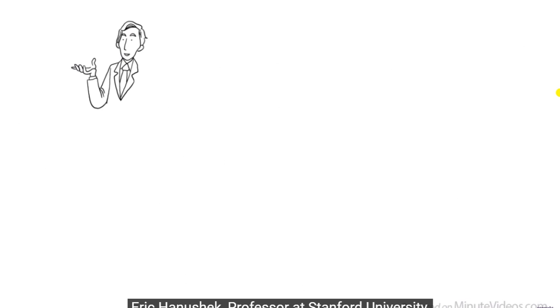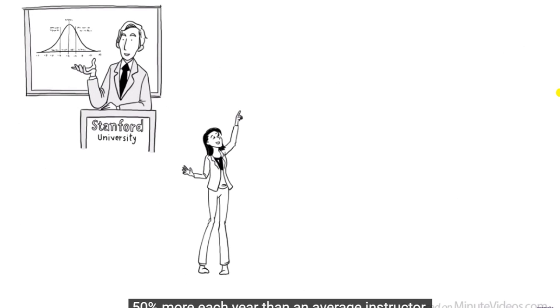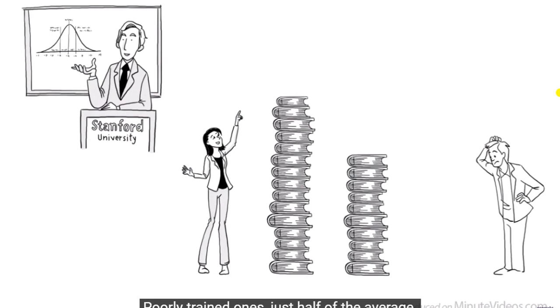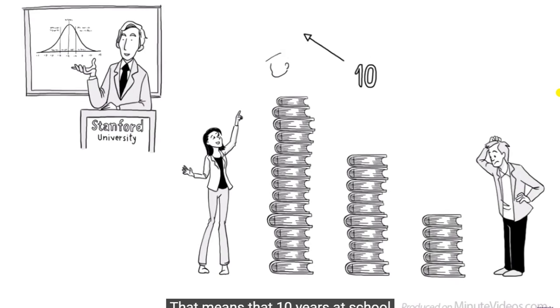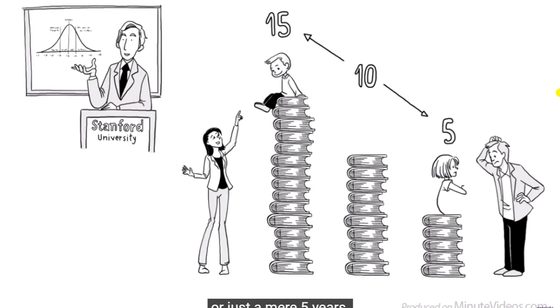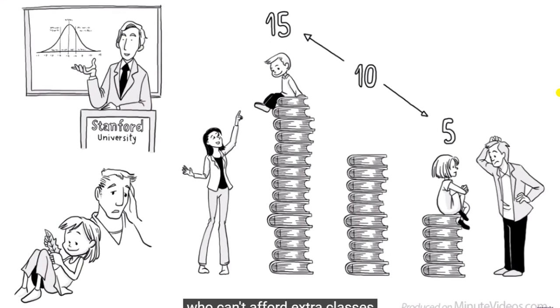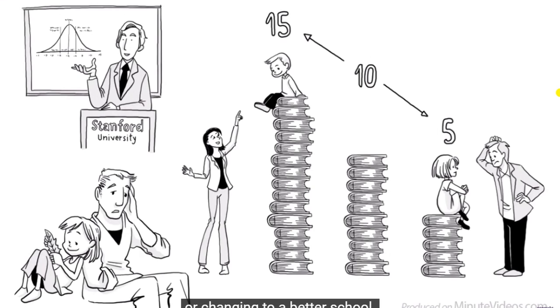Eric Hanushek, professor at Stanford University, computed how much good teachers really matter. He found out that top teachers get students to learn 50% more each year than an average instructor. Poorly trained ones, just half of the average. That means that 10 years at school can either result in 15 years of actual learning or just a mere 5 years. This is a massive difference that mainly hurts children from low-income families who can't afford extra classes or changing to a better school.